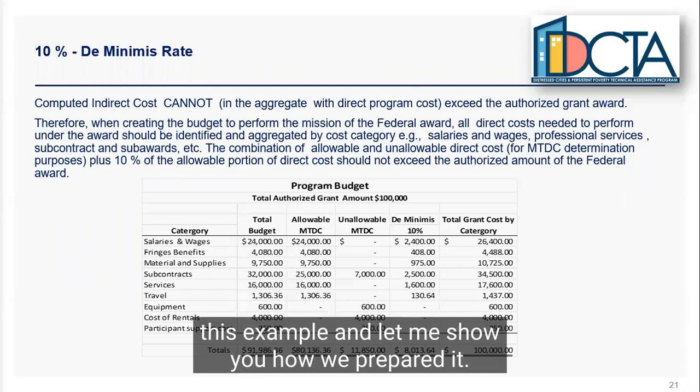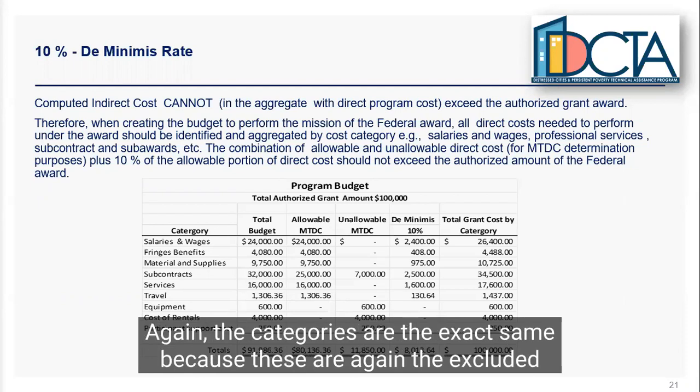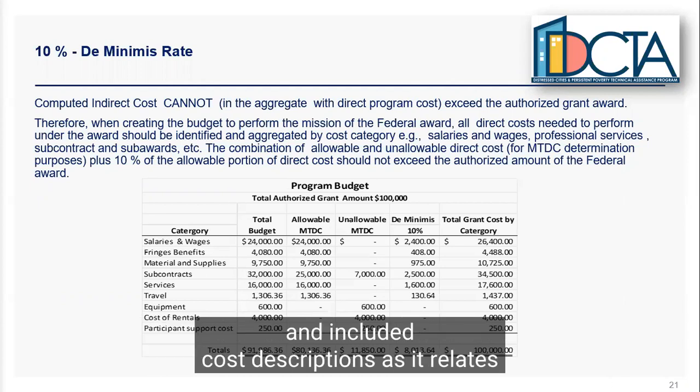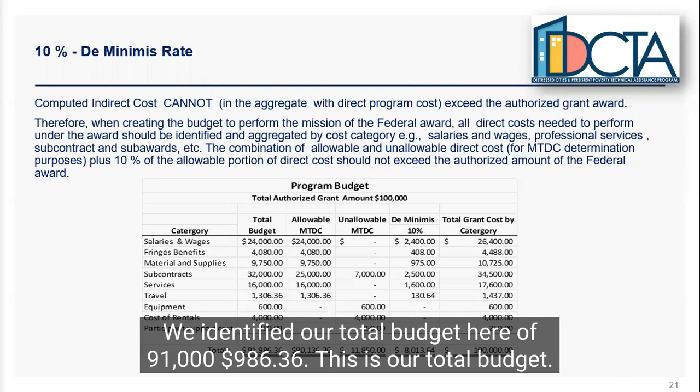So let's walk through this example, and let me show you how we prepared it. This is something that you can put together for your grant agreements. Again, the categories are the exact same because these are the excluded and included cost descriptions as they relate to allowable and unallowable for modified total direct cost. We identified our total budget here of $91,986.36.